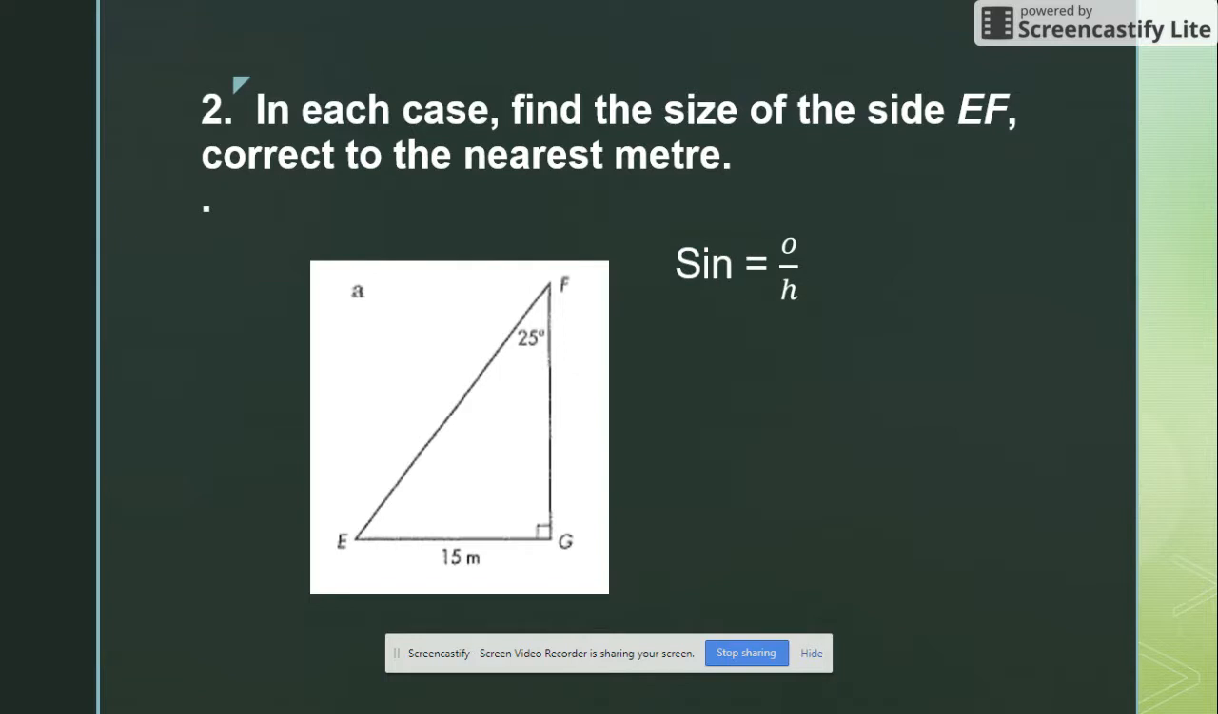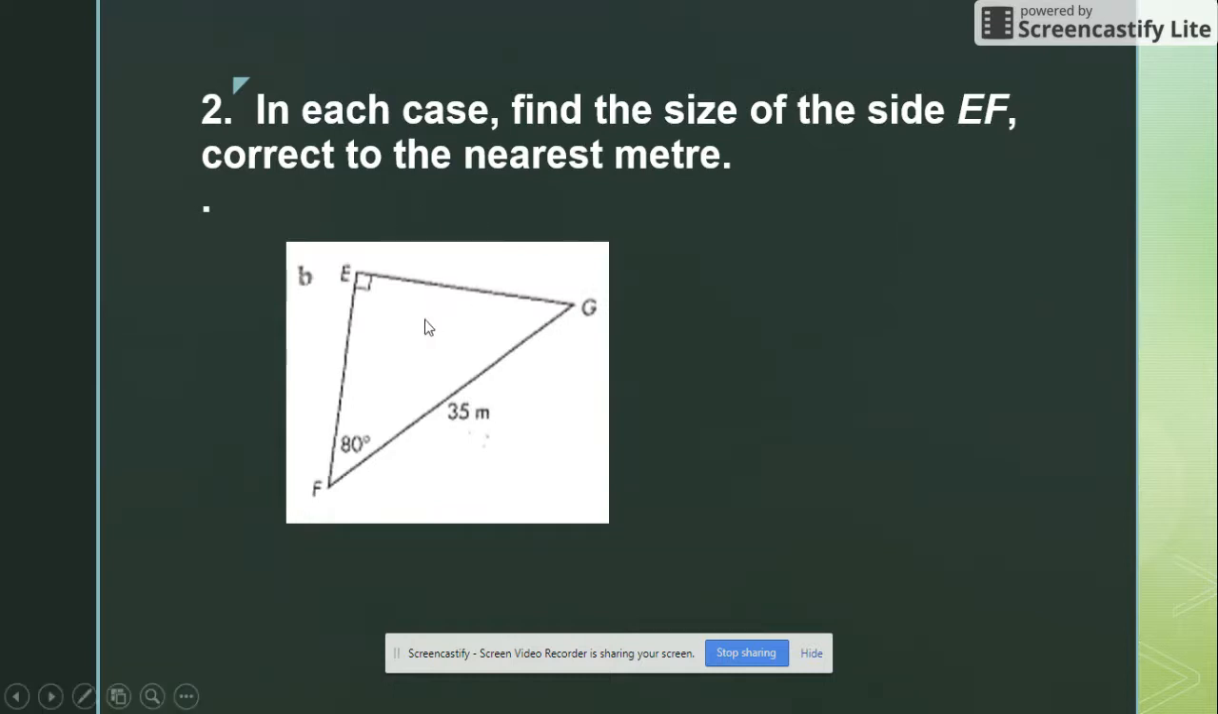Sin, O over H. Now, our H is our unknown. Our hypotenuse is unknown, and when it's at the bottom, we have to divide. So we're going to go 15 divided by sin 25, and that gives us so many meters. Remember to show your working out.